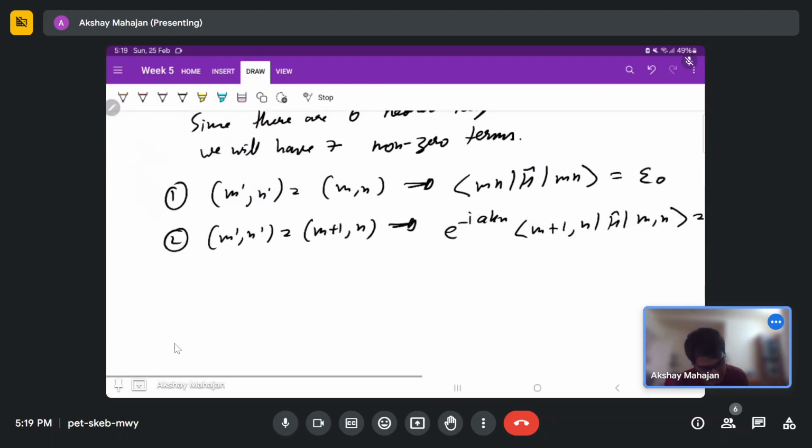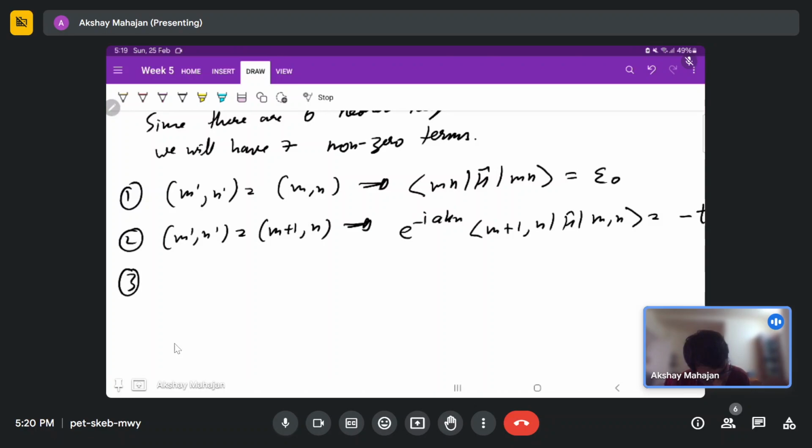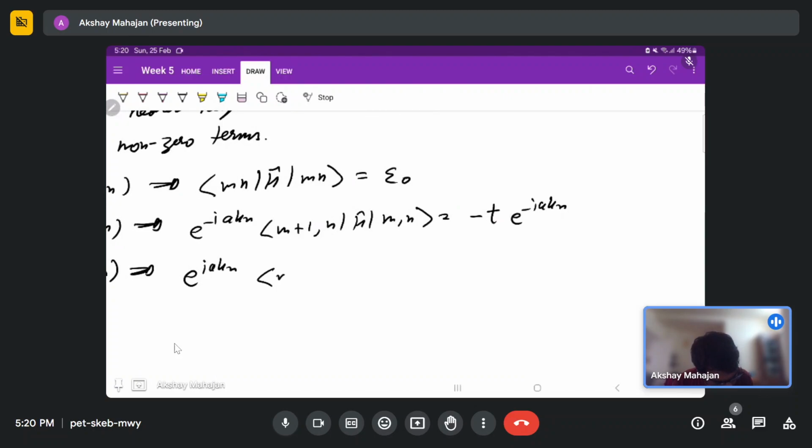Alright. Similarly, we will have m prime n prime equals m minus 1 comma n. It will be e to the power iota a kx, m minus 1 comma n H cap m comma n, that will be minus t times e to the power iota a kx.